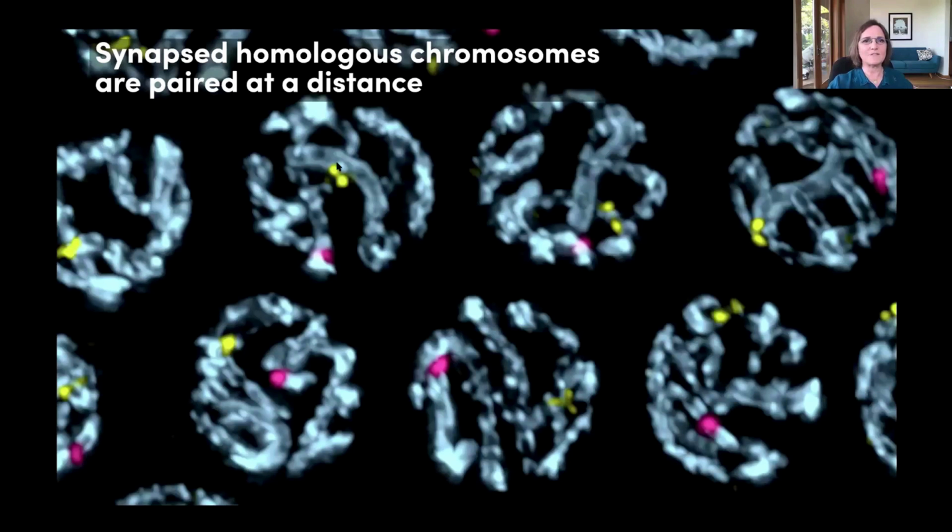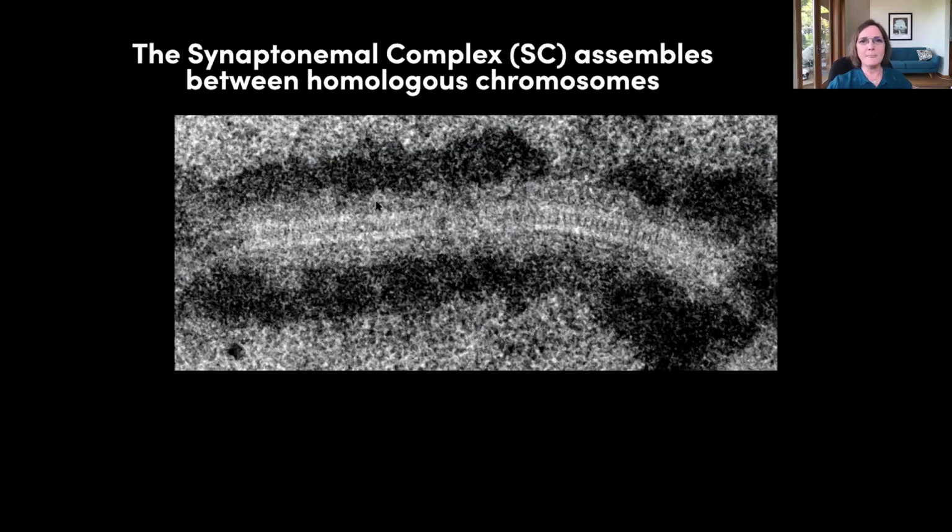And this is somewhat strange because the whole point of pairing and synapsing chromosomes is that this enables them to undergo recombination, and yet they're actually held at this distance, and the space between them is where the synaptonemal complex is. And you can see that by electron microscopy. Here, this is a C. elegans synaptonemal complex, but it looks very much like SCs from other organisms.